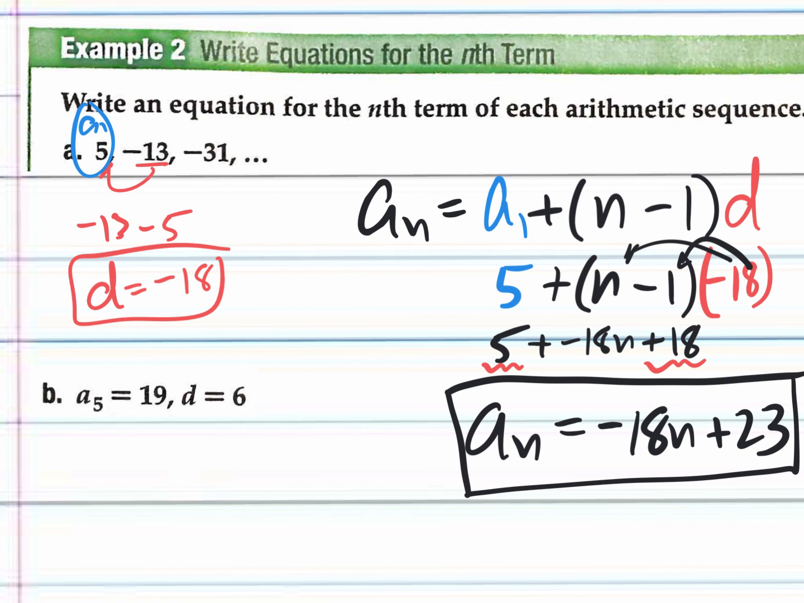And of course, you could use this machine to find any number you want. You want the 100th term, all you got to do is plug in 100. That'd be -1800 plus 23. Anyway, you guys get the point.